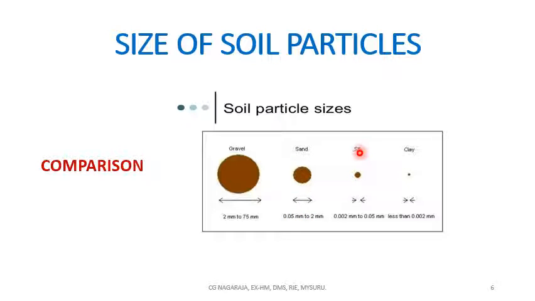Now silt is a much smaller particle, that may be 0.002 millimeters, very small particle. And clay is much smaller, less than 0.002 millimeter. That means if you divide 1 inch into 20,000 pieces, 1 piece may be clay. So now look at the size of the particles. Try to remember the size.